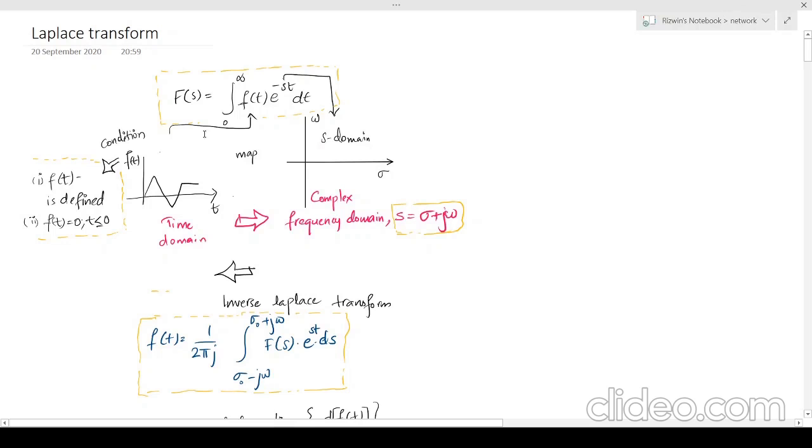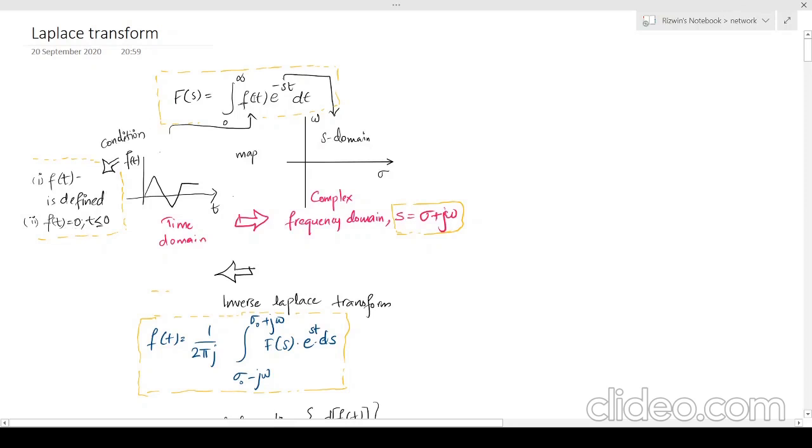So let's start. Basically, Laplace transform is defined by F of s is given by the integral from 0 to infinity of f of t e raised to minus st dt, where f of t is a signal as shown in the graph. The condition for that signal or the function is that it is to be defined at all points, and the value of f of t should be 0 when t is less than 0.